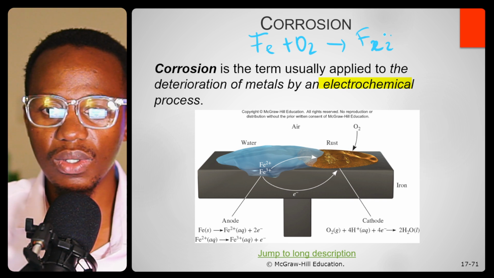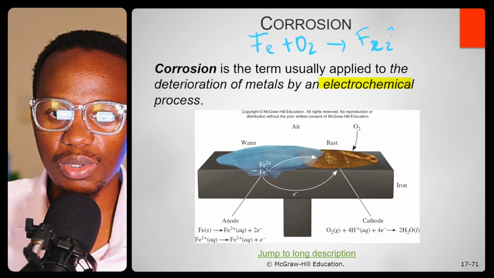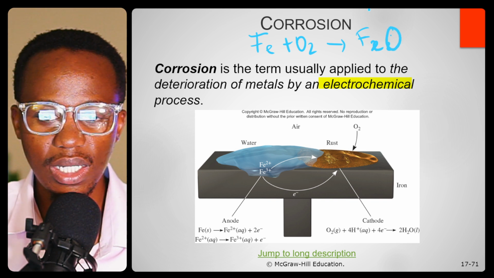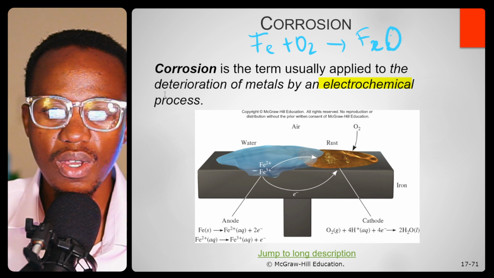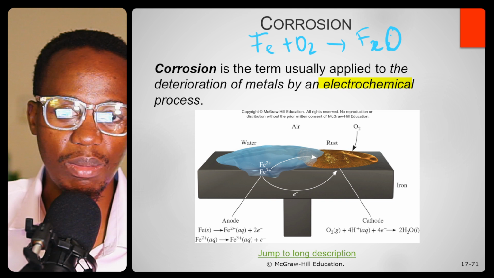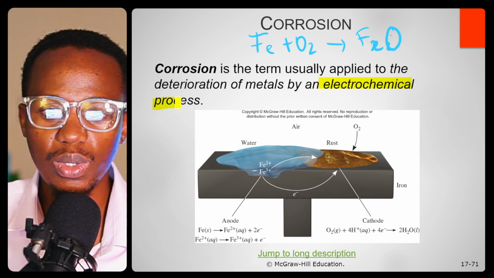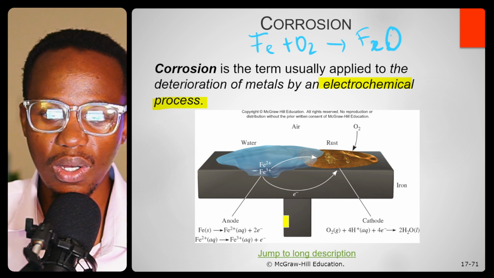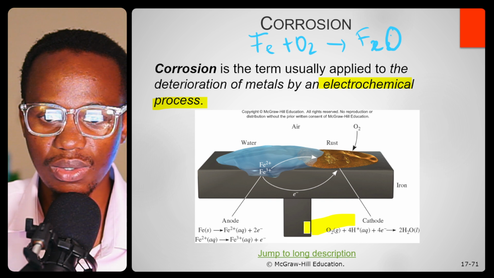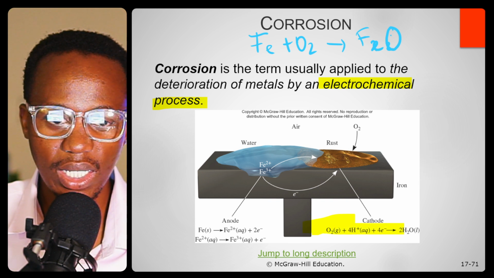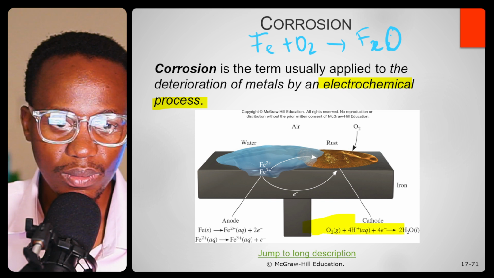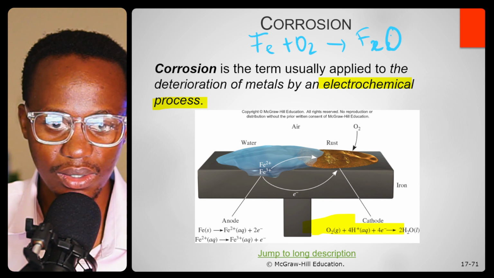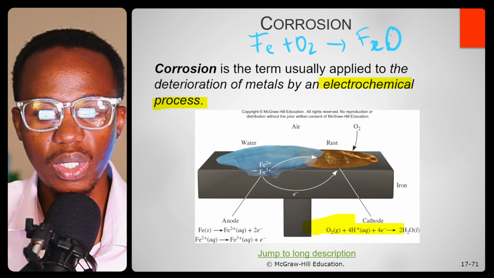FeO, right? So it can start by iron 2 plus, and then that iron 2 plus can turn into iron 3 plus. So corrosion is also an electrochemical process. Why? Because we are losing electrons, and then oxygen is the one gaining electrons, right? So we are losing and gaining electrons. That is an electrochemical process.